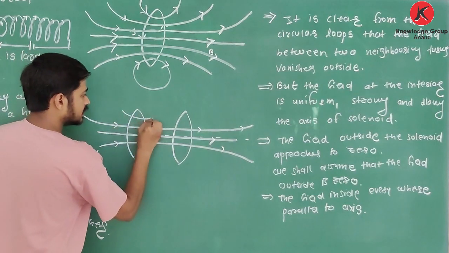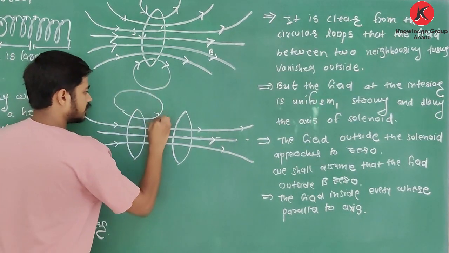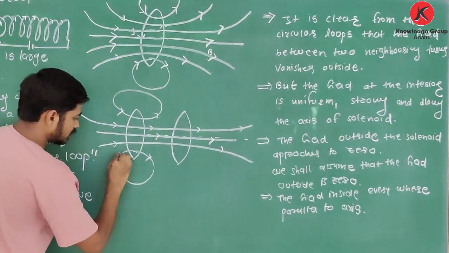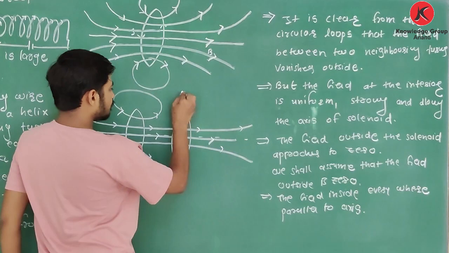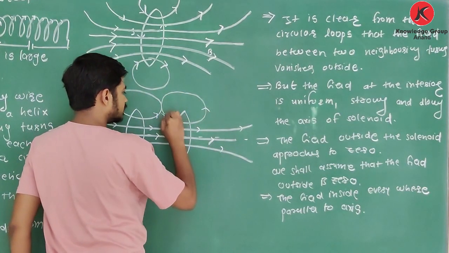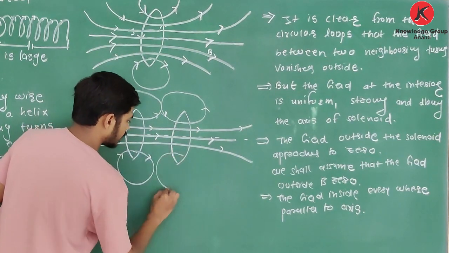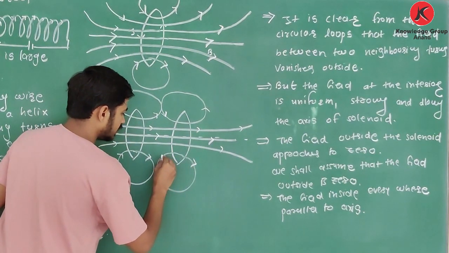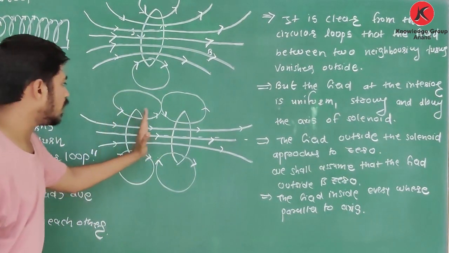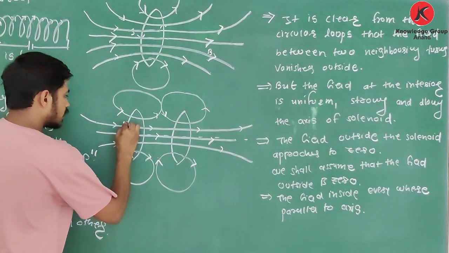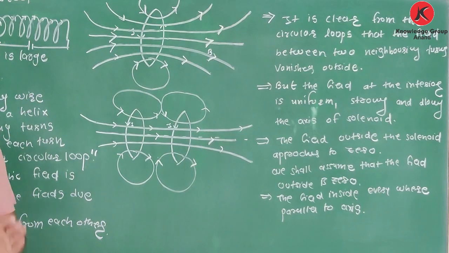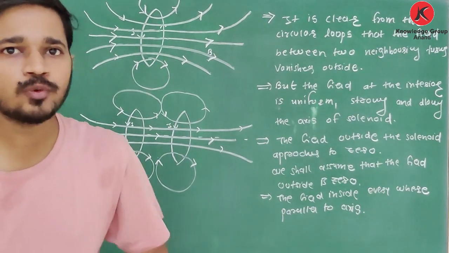For this first loop, it is in this direction. For this second loop, it is in this direction. Clear about this? We have considered only two rings in which current is flowing in the same direction. Clear about this?